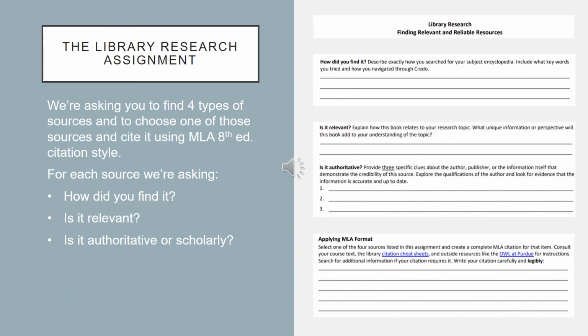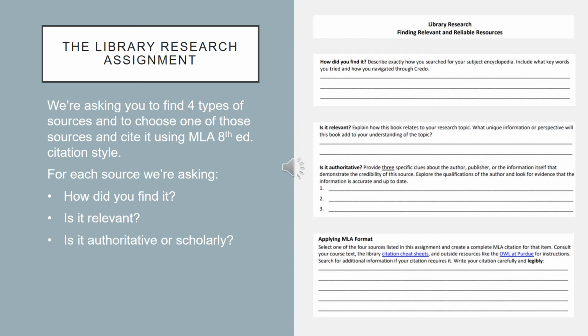I've included a screenshot of the library research assignment here on the right. I would encourage you at this point to pause the video and download a copy of the library research assignment if you haven't done so already. We're asking you on the first page to tell us your topic and describe it using a few different keywords. We're then asking you to find 4 different types of sources.